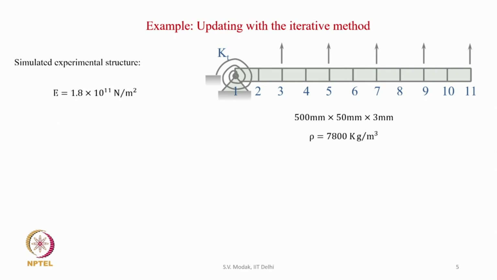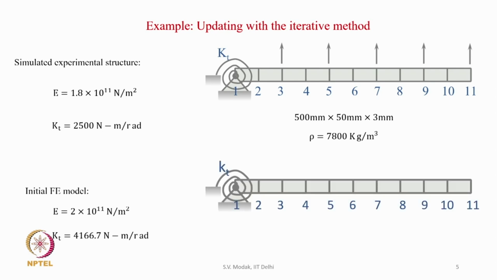The modulus of elasticity of the beam material is taken as 1.8 into 10^11 Newton per meter square in the experimental structure, and Kt is taken as 2500 Newton meter per radian. Now, let us look at the initial FE model that we are going to update. In the initial FE model, the value of modulus of elasticity is the standard value, which is 2 into 10^11 Newton per meter square, and torsional stiffness is taken as 4166.7 Newton meter per radian. This is the initial FE model that will be updated.